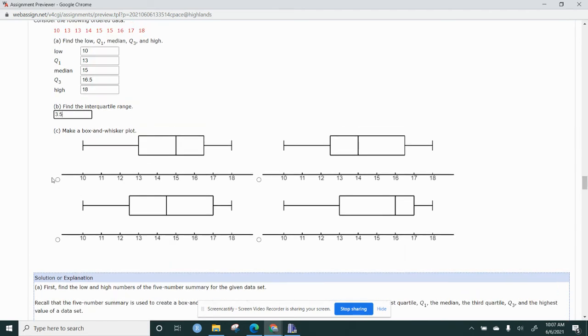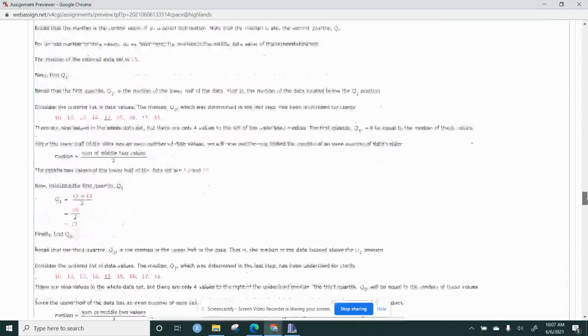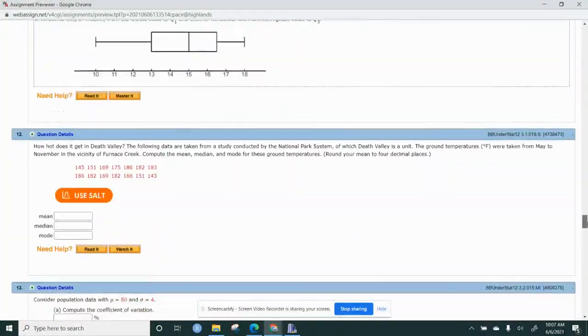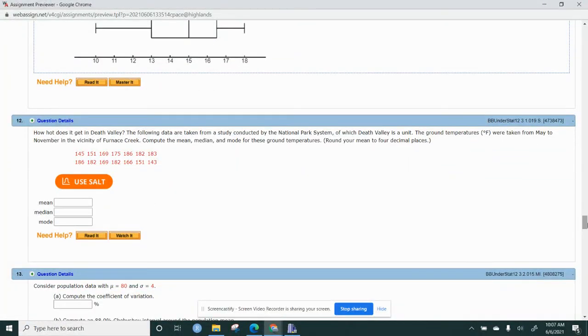Oh, let me check it. Okay. So that was number 11. Okay, let's do number 12. And there's explanations. I just thought it might be easier if you heard it from me.